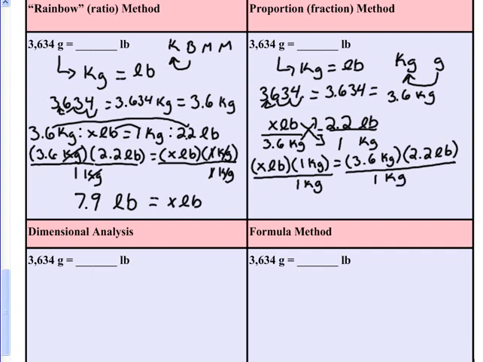Notice that on the left-hand side, both the numbers 1 and the units kilogram cancel. This leaves us with just our x pounds. On the right-hand side, the unit kilogram cancels, but not the numbers. We then can multiply 3.6 times 2.2 and divide by 1 in order to get the number of pounds. By using your calculator, you will discover that this equals 7.92 pounds. We should know that we need to round this number to the tenths place, giving us 7.9 pounds.